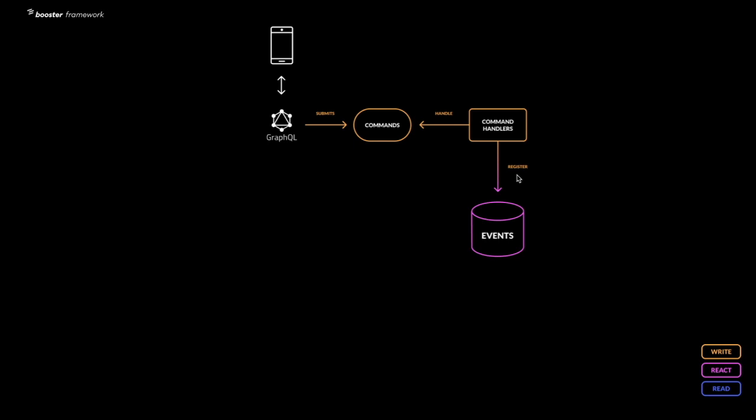We'll get to that. But let's suppose that we had written a command called withdraw money, and this command handler registers an event, money withdrawn. And it happens that the user's balance of the account is now negative. We have to notify the user. And how do we do that?